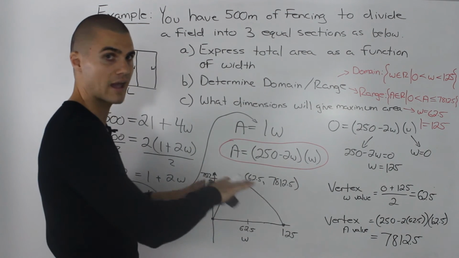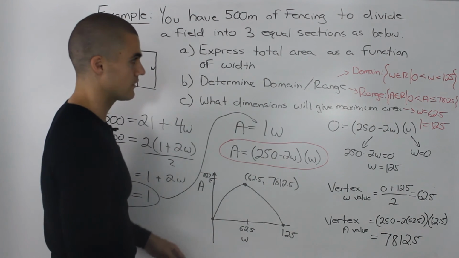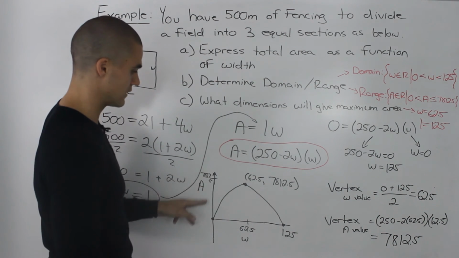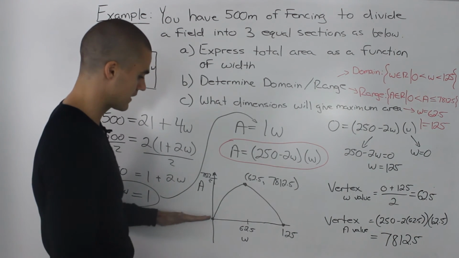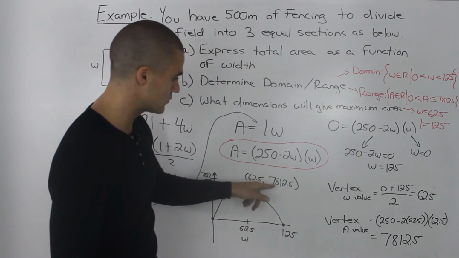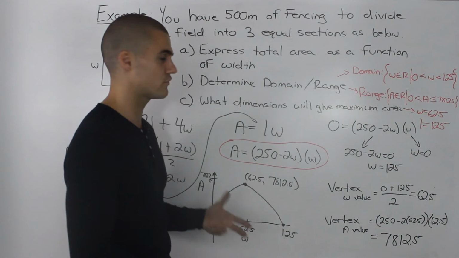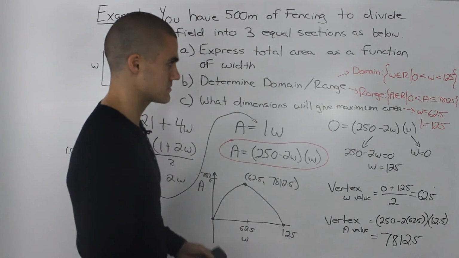So then the domain and range of this function was that the width has to be between 0 and 125. It can't be anything outside of that range because then the area would be negative. And then the range, which is the values the dependent variable can take, or the values that the area can take, the area has to be between 0 and its max value of 7,812.5 meters squared.